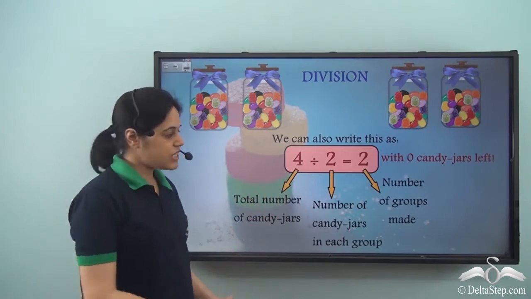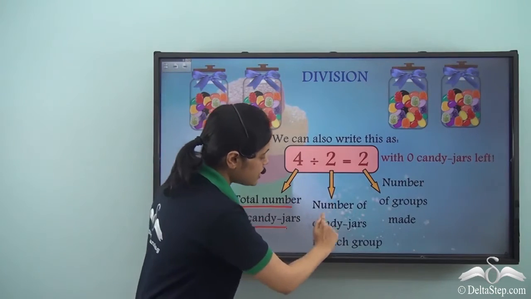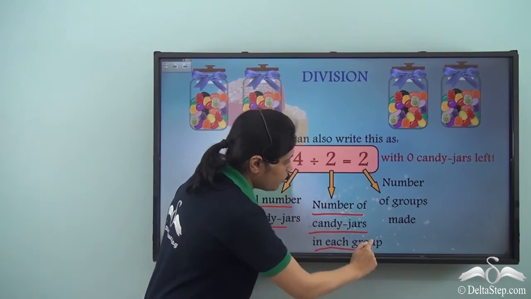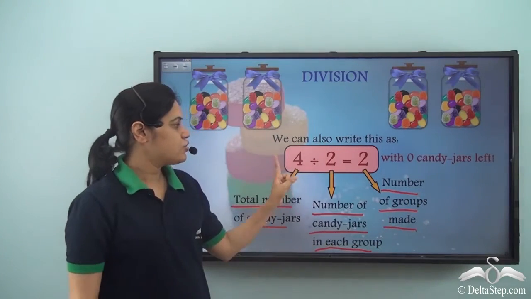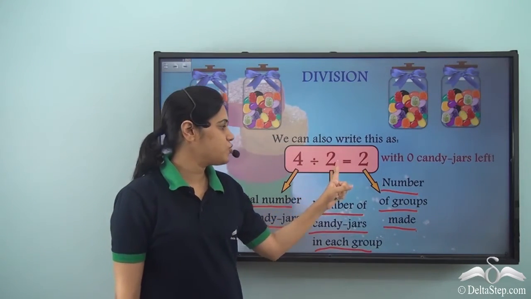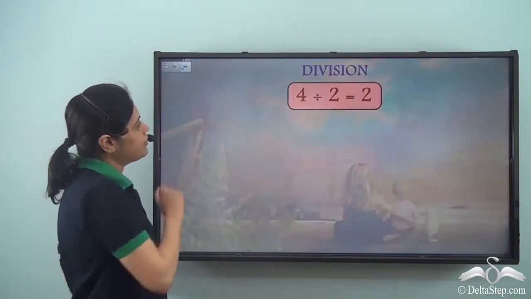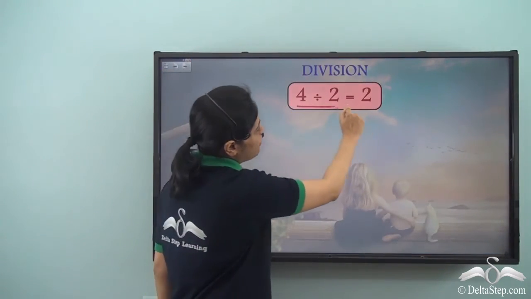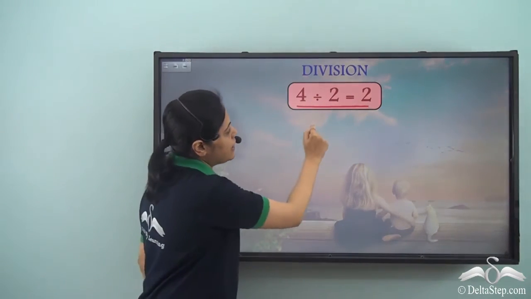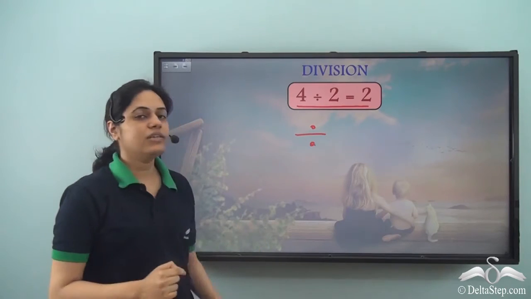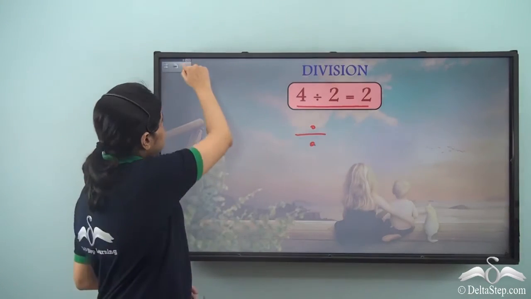So this 4 stands for total number of candy jars. This 2 is number of candy jars in each group, and this 2 is number of groups made. So 4 divided by 2 is equal to 2. How do I write it mathematically? So this 4 divided by 2 is equal to 2. This is division. This sign is the sign of division or divide sign.